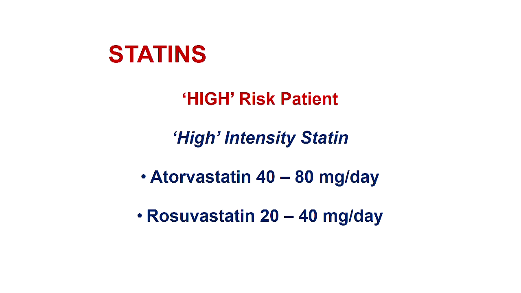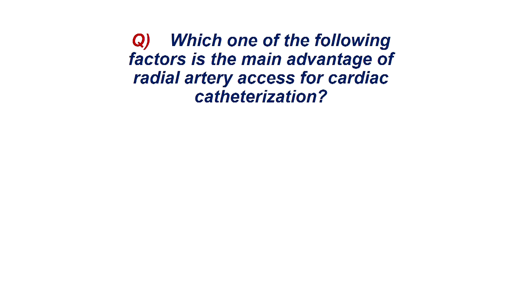So atorvastatin 40 or 80 and rosuvastatin 20 to 40. If the patient is moderate risk, you can use a moderate intensity statin, the simvastatin, the fluvastatin, the pravastatin. But again, remember, there's a black box warning for simvastatin 80 milligrams. It is not recommended because of muscle injury. So the FDA has a black box warning on simvastatin.